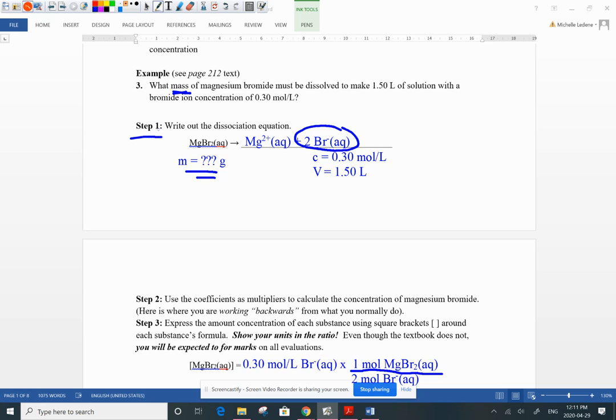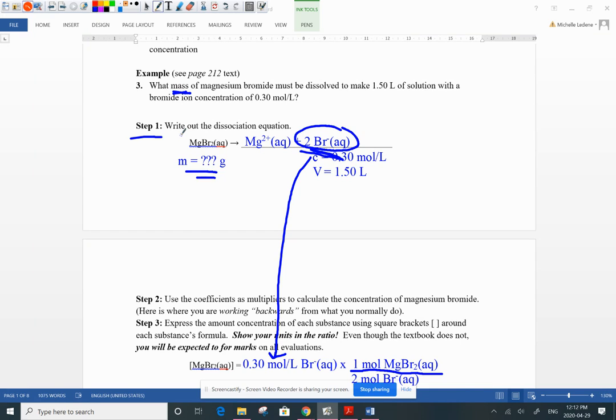So same deal. I'm going to write out my dissociation equation. That's always my first step. And so the magnesium bromide is making Mg2+ ions and 2 bromide ions, because he's group 17. He's -1 charge. I've got the concentration and the volume. I write down everything that I have, and then I'm going to work backwards to find the mass. So here on the next page, you can just follow along with me. I have this concentration that I'm starting with, but this time it's of the ion, the bromide ion.